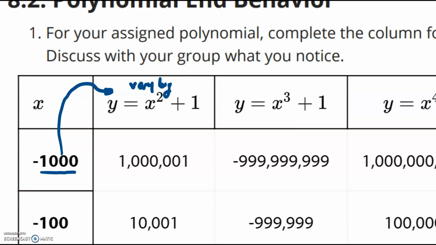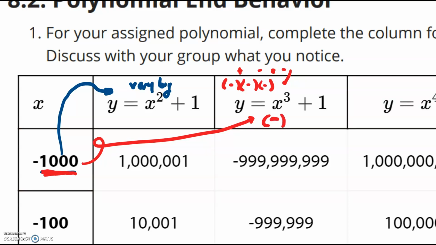Now, let's see what happens when we take this really, really big negative number and we put it into this function. When I cube a negative, it becomes a negative times a negative times a negative. So a negative times a negative is a positive, so this will become a positive, and then we're going to multiply that by a negative, so we're going to get a negative out, which means this number is going to be really, really big negative.